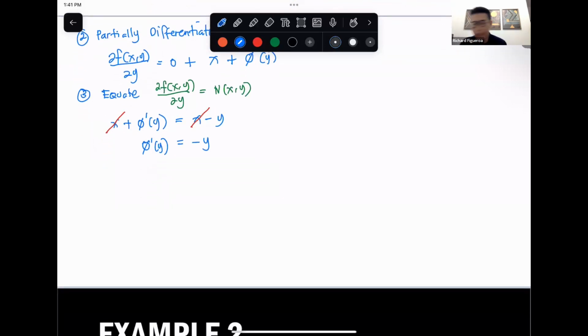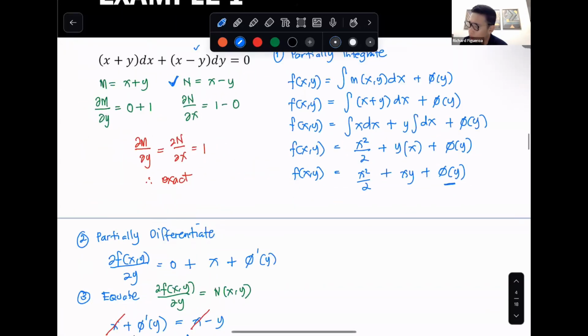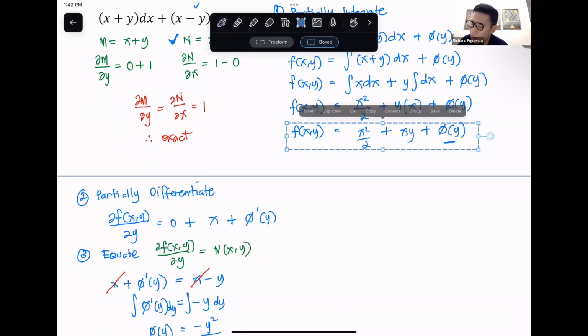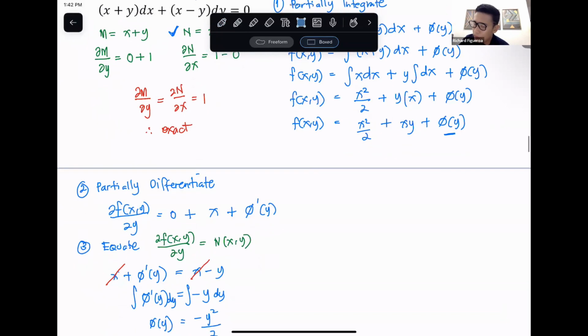So now that I have this one, ang kailangan ko will be what is phi of y. Okay? So what is phi of y? Kasi this is phi prime of y. So I'm going to integrate this time. So lagyan mo lang siya ng dy. So therefore, phi of y will be equal to negative y squared all over 2. So ngayon, now that I know this, pwede ko nang balikan yung sagot natin dun sa first step. So copy that.